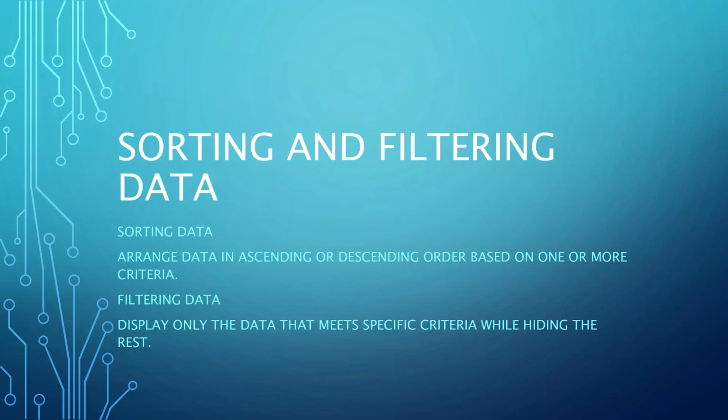Sorting and filtering data are essential for organizing and analyzing large data sets. Sorting allows you to arrange data in ascending or descending order based on one or more criteria. Filtering enables you to display only the data that meets specific criteria while hiding the rest.